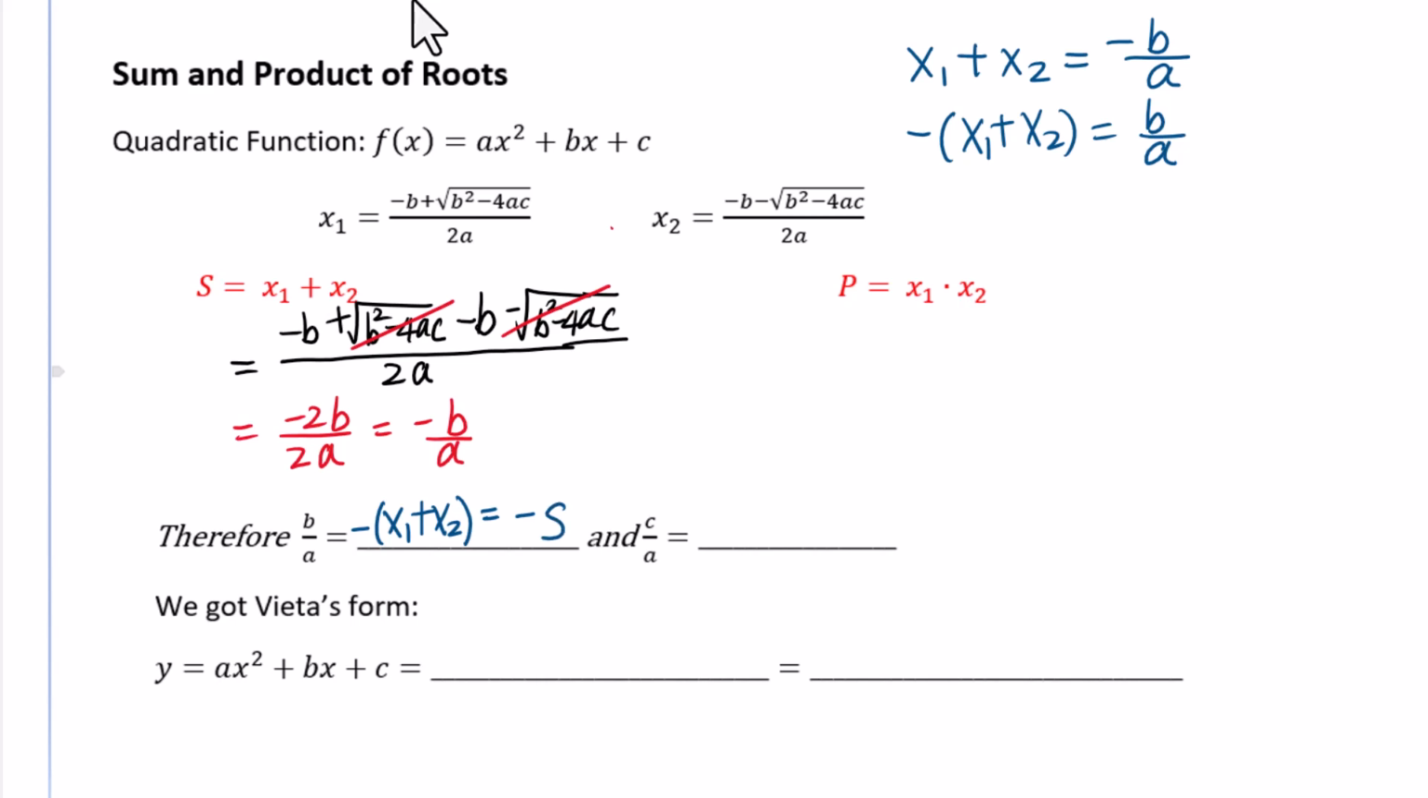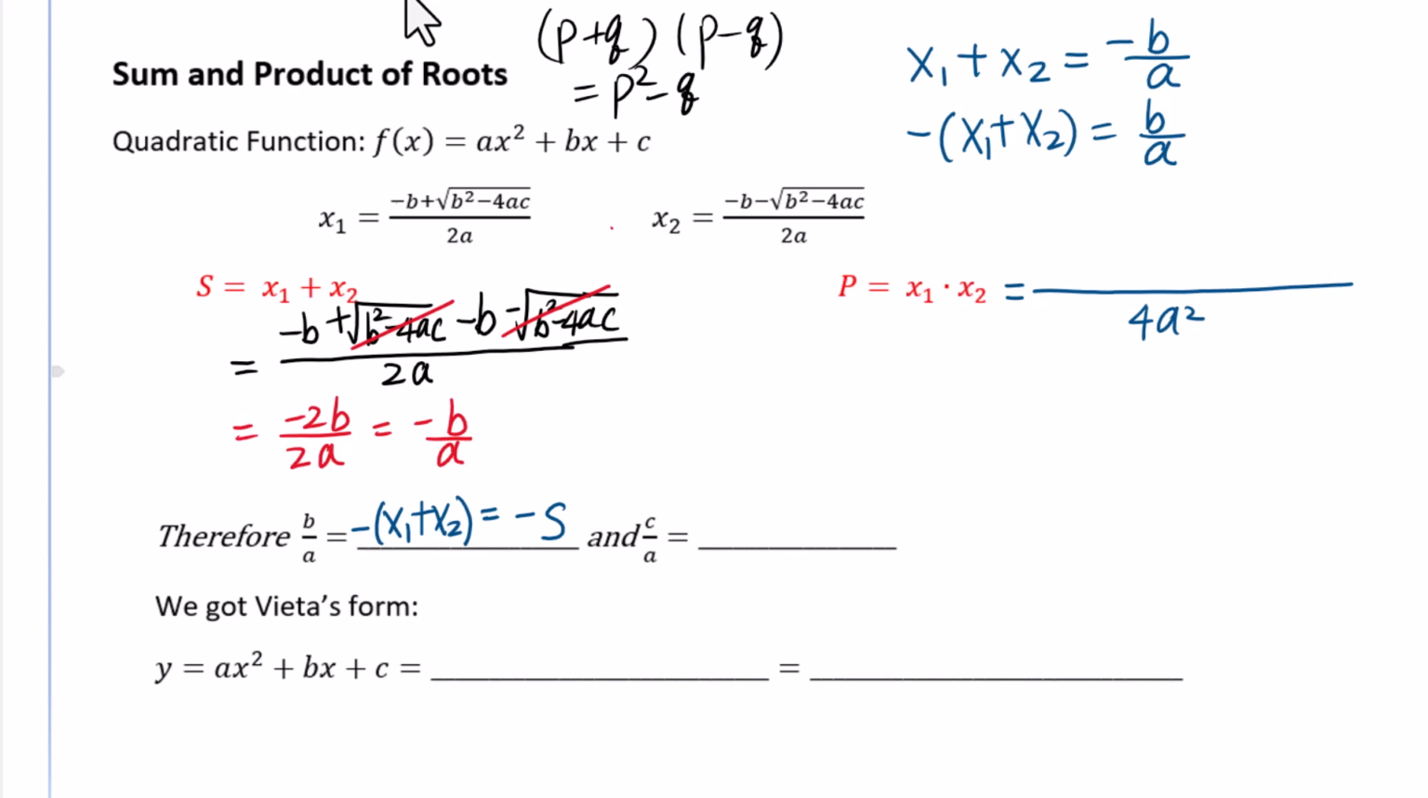x1 times x2 is a product. p plus q times p minus q equals p squared minus q squared. Negative b is p. Square root b squared minus 4ac is q. P plus q, p minus q. So we get negative b squared minus square root b squared minus 4ac squared. Simplify.